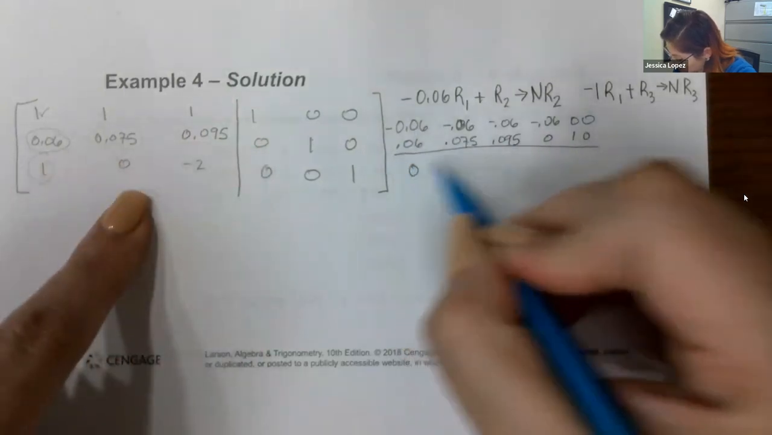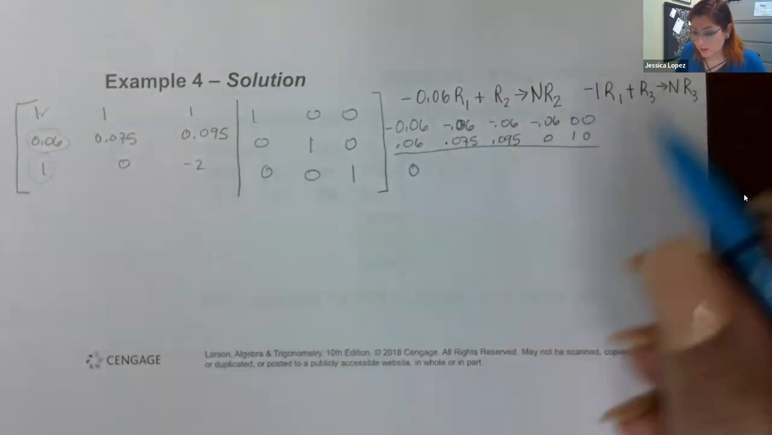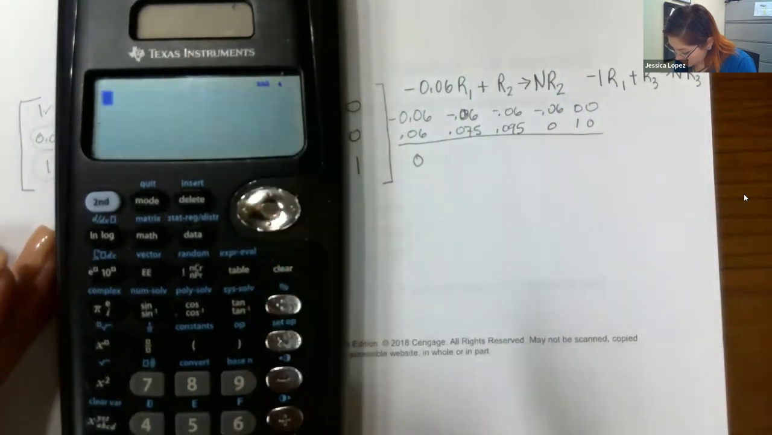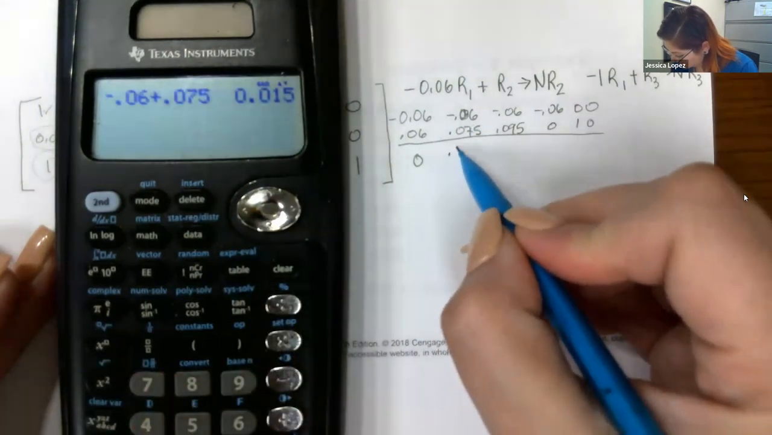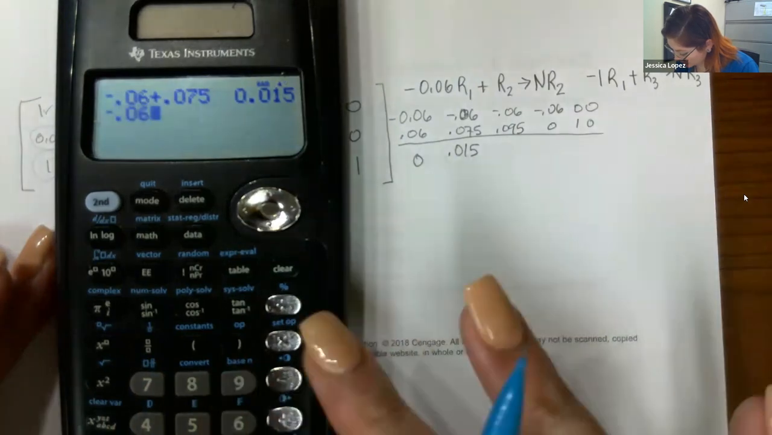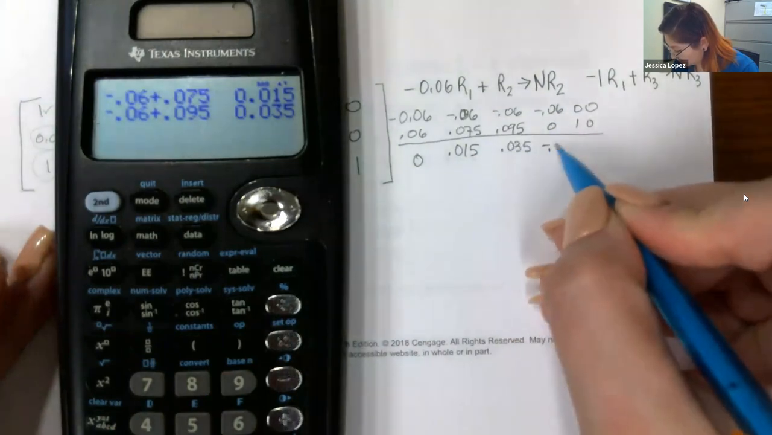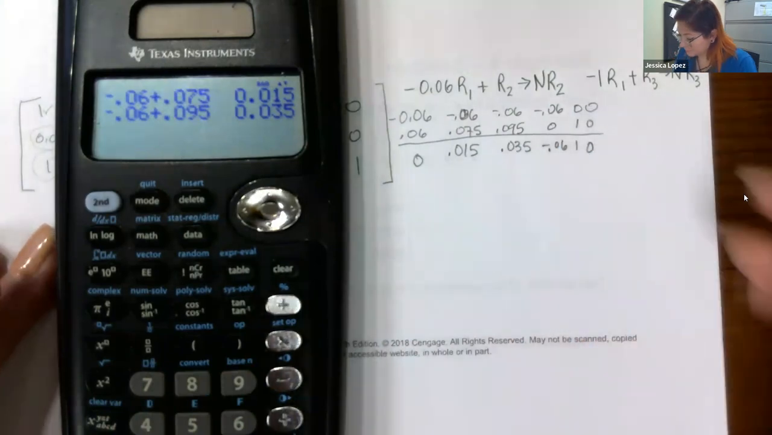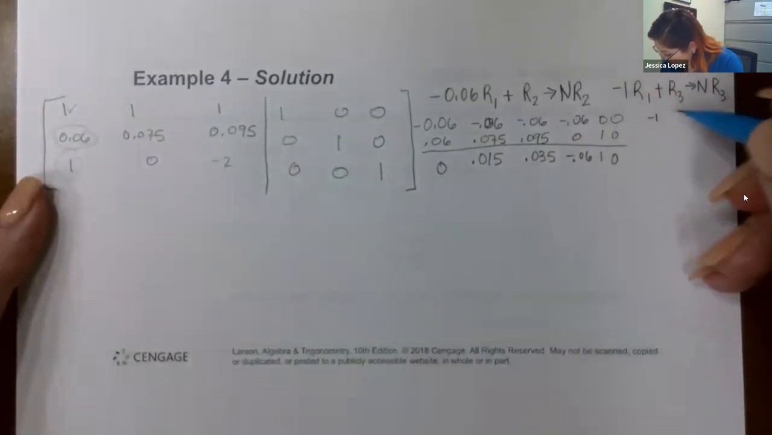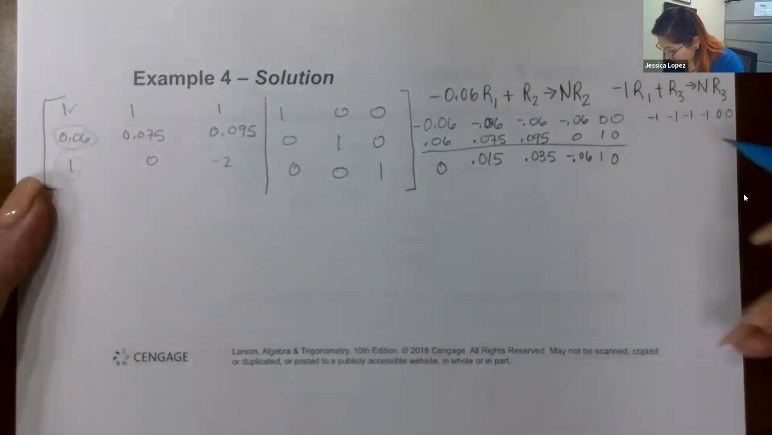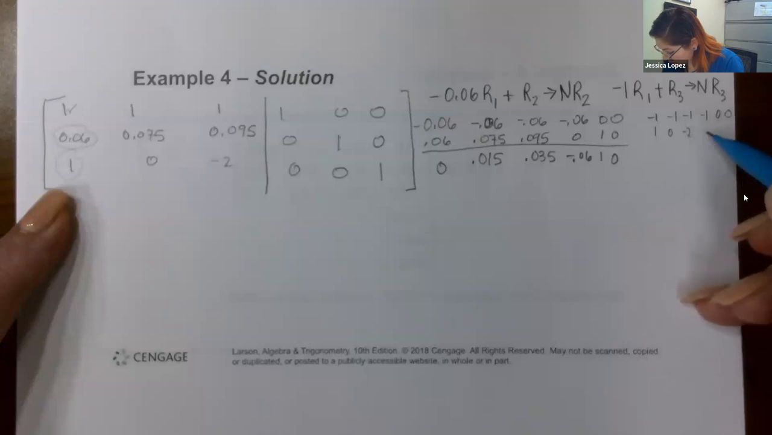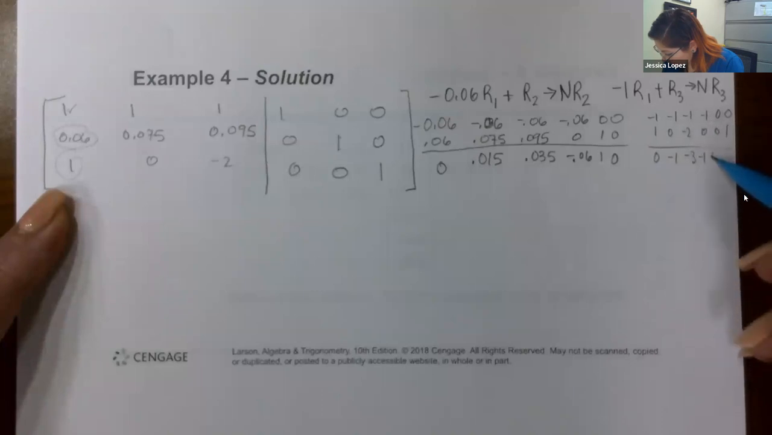And the results I get are 0. Let me see this calculator on here. Negative 0.06 plus 0.075 is 0.015. Negative 0.06 plus 0.095, I get 0.035. This would be negative 0.06, this would be 1, and that would be 0. Now we're going to do the same thing, but for row 1 and row 3. So I'm going to have a negative times all of these. So negative 1, negative 1, negative 1, negative 1, 0, 0. Then row 3 underneath. 1, 0, negative 2, 0, 0, 1. And I get 0, negative 1, negative 3, negative 1, 0, and 1.